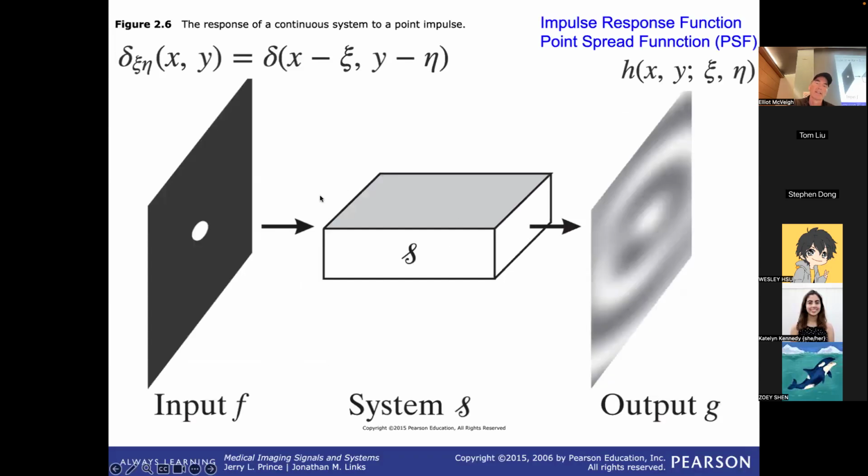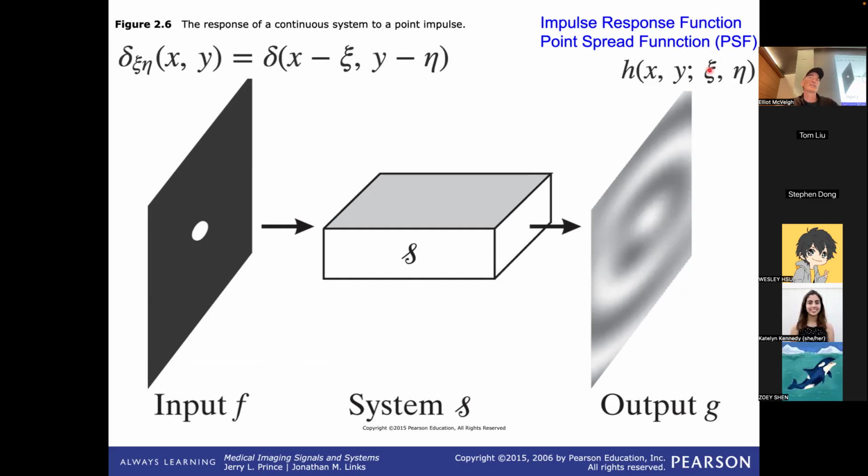So here's our system, script S or cap S as we're doing. We have an input, goes into the system, we get an output, okay? If you recall back when we were doing this heuristically, we put a point as our input. So I have a very small dot as my input, and I put it through the system and I get an output. That's called the impulse response function of that system. And that describes what the system does to a very small dot.